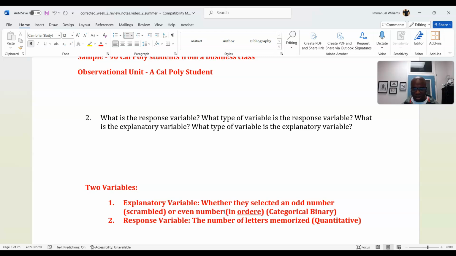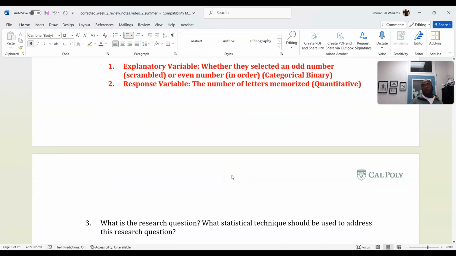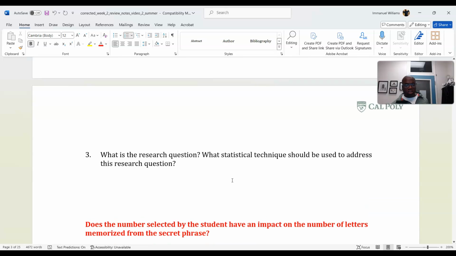With that being said, question 3 asks: what's the research question? What we really want to know as the investigators is whether the actual letters, being in order or not, have an impact on the number of letters memorized. And so, does the number selected by students, which is indicative of it being in order or not, have an impact on the number of letters memorized from the secret phrase?